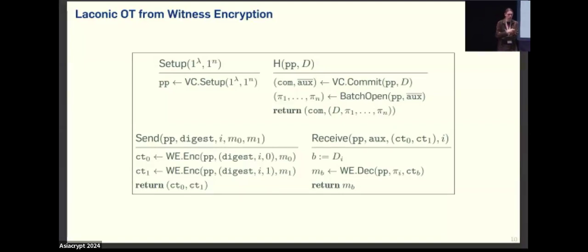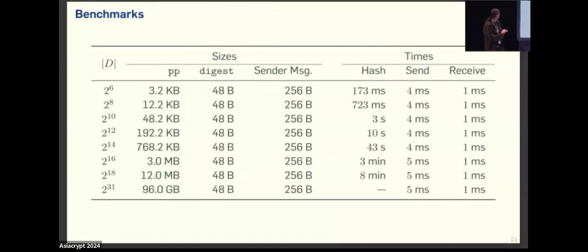It is a very efficient laconic OT. So we have constant digest sizes of just, with a reasonable implementation of this, 48 bytes. And sender messages, so this is just the two ciphertexts basically, of 256 bytes. So this is independent of the database size. So this is actually very short. Also, the time is very good. So we have only single-digit milliseconds to send and receive.